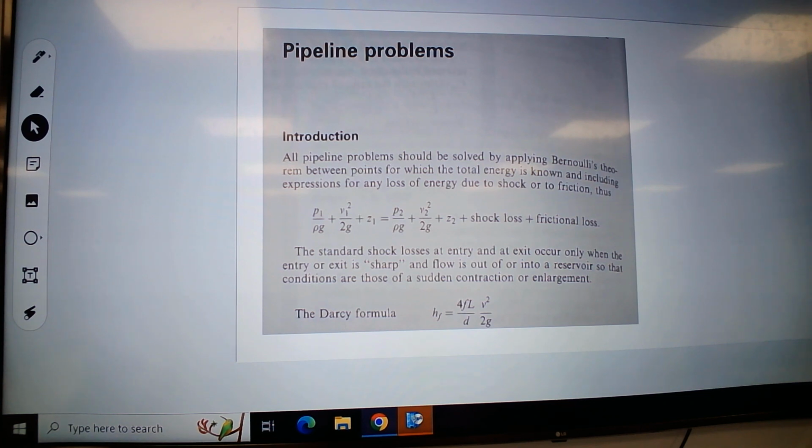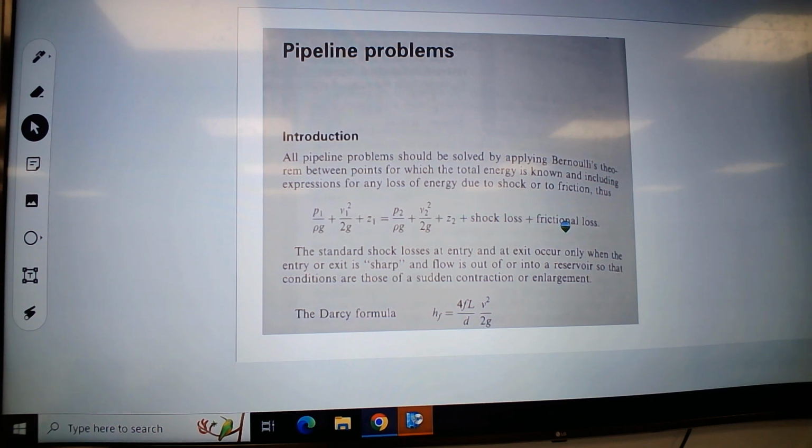Now, when we talk about pipeline problems, we have a look at Bernoulli's equation. Bernoulli's equation states that all the energies are going to be constant. Energy at the inlet should be the same as energy at the outlet. And then if there are any losses, we just add the losses on that side. So shock loss, friction loss, heat loss, any other.